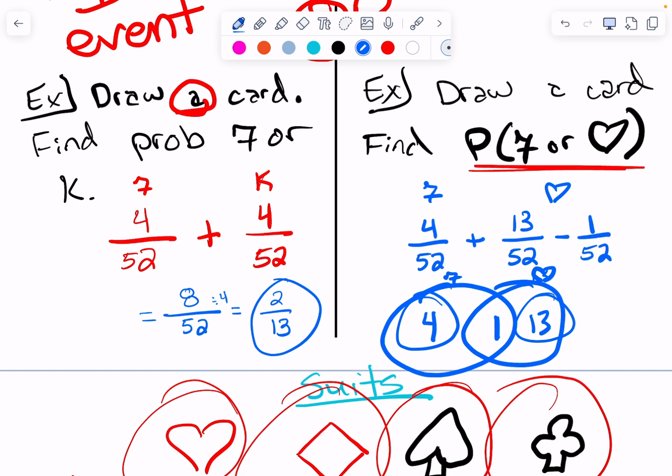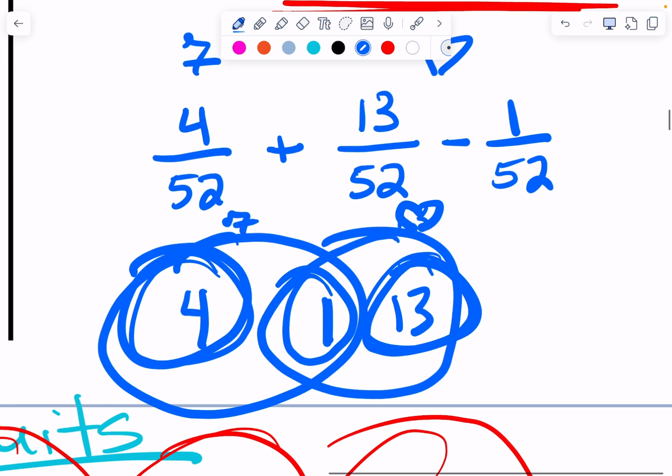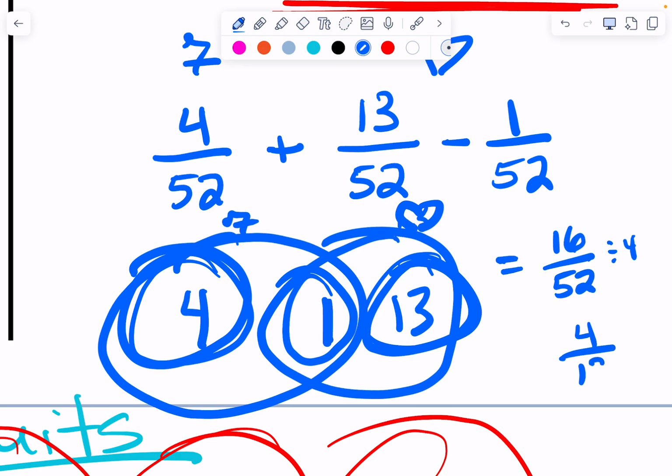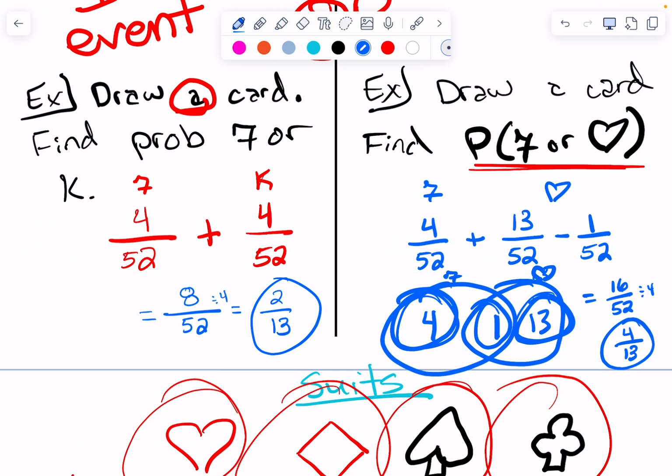So the way that I do this is I add the two outsides of my Venn diagram and I subtract out the middle, the one card that's overlapped. So 4 plus 13 minus 1 is 16 over 52. And if I divide by 4, that is 4/13.